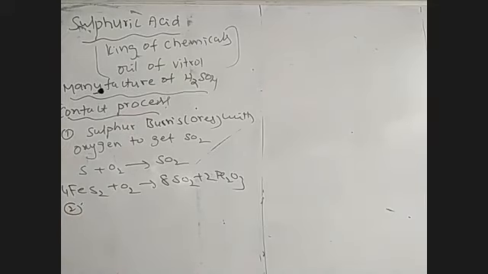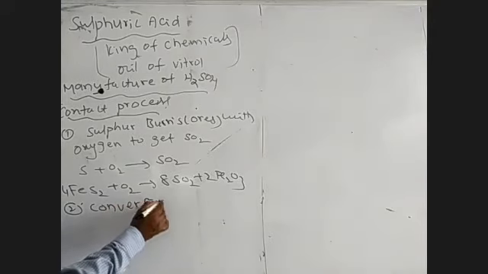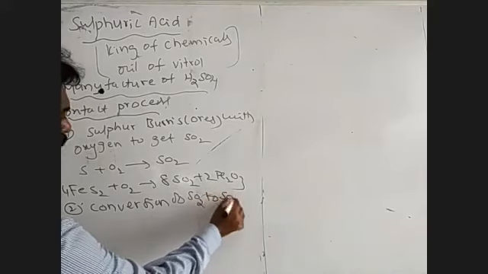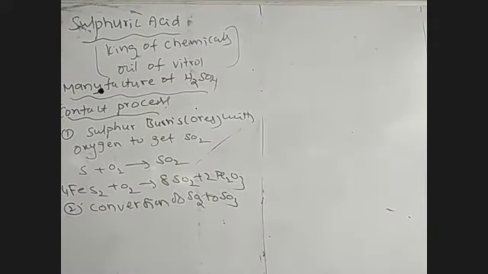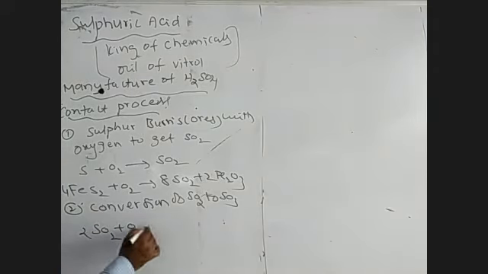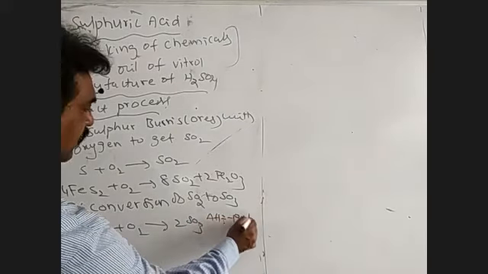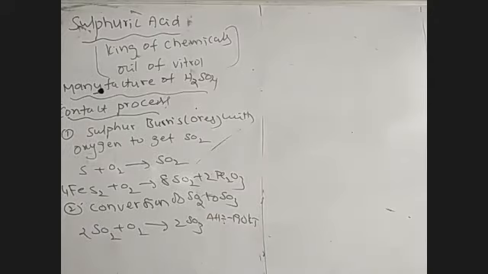Now this SO2 is oxidized. The second step is the conversion of SO2 to SO3. That is the contact process. Here SO2 is burned with oxygen to produce SO3. The formation of SO3 is an exothermic reaction. SO2 plus O2 gives rise to SO3, with Delta H equal to minus 190 kilojoules per mole.